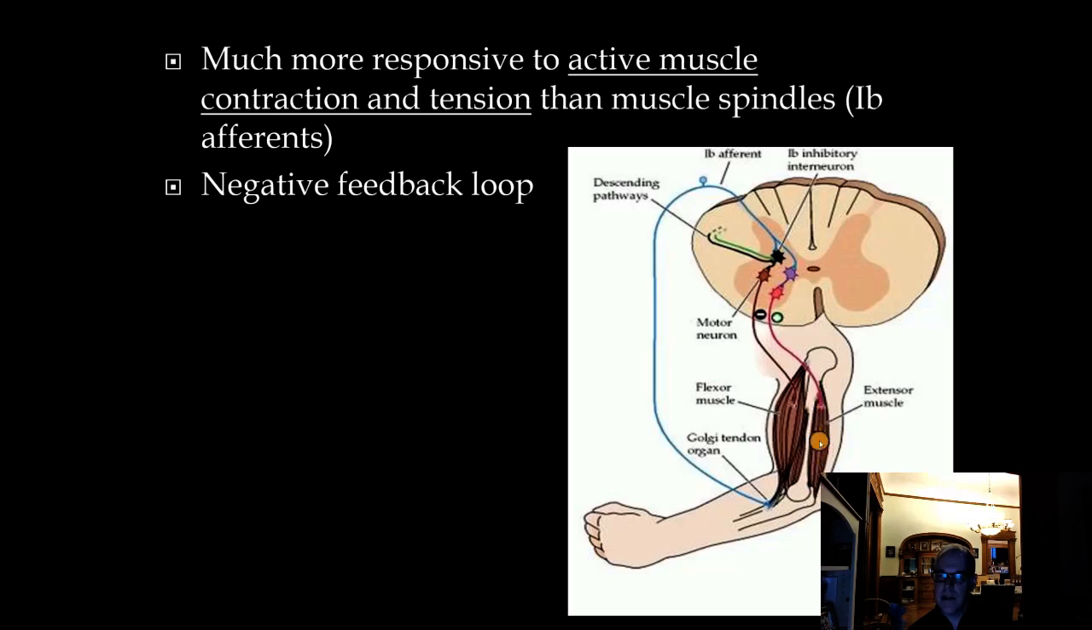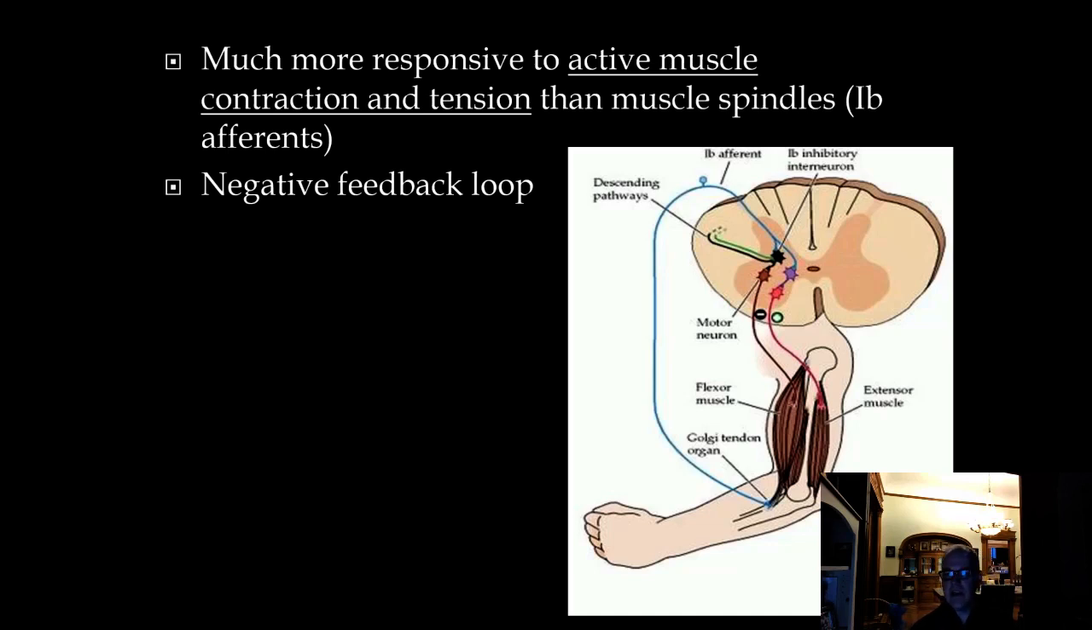Okay, and so Golgi tendon organs, unlike muscle spindles, which mainly are responsive to stretch, Golgi tendon organs are mainly interested in contraction and tension in muscles. Okay, and so they provide this negative feedback loop. Okay, now why would you want a negative feedback loop on a muscle that you're trying to activate? Well, this appears to be really important with very fine activities, like let's say you're doing something with your hands, you're doing a medical procedure or something.